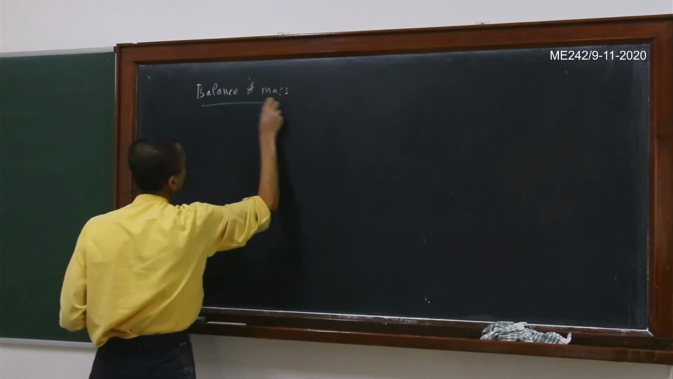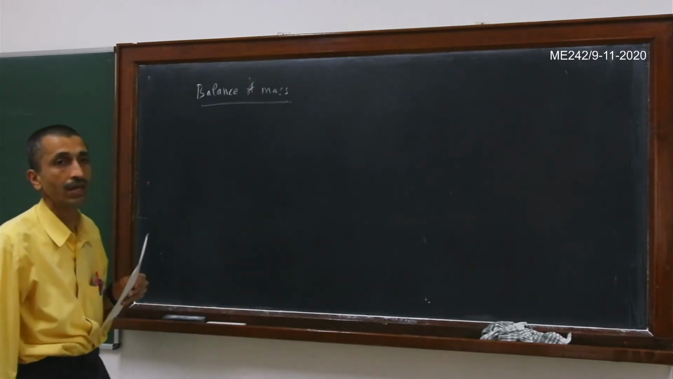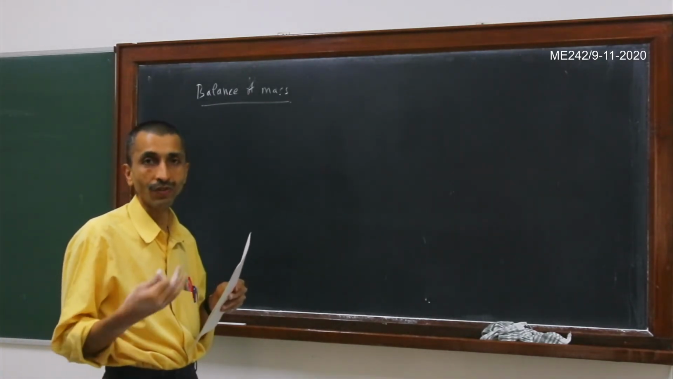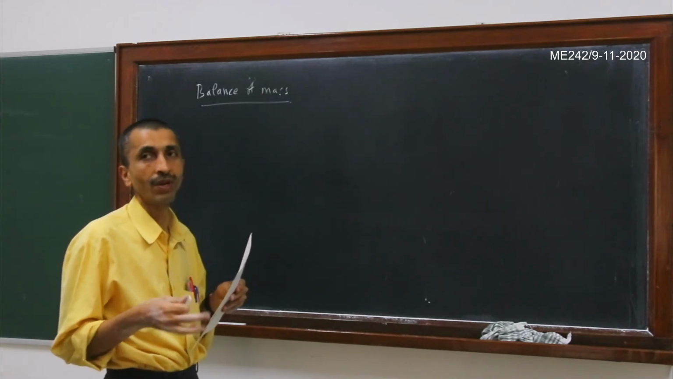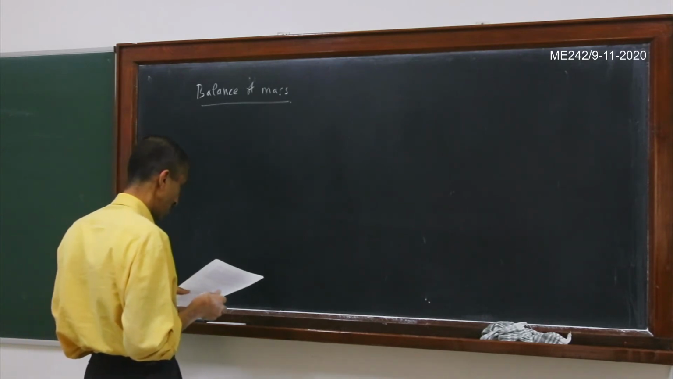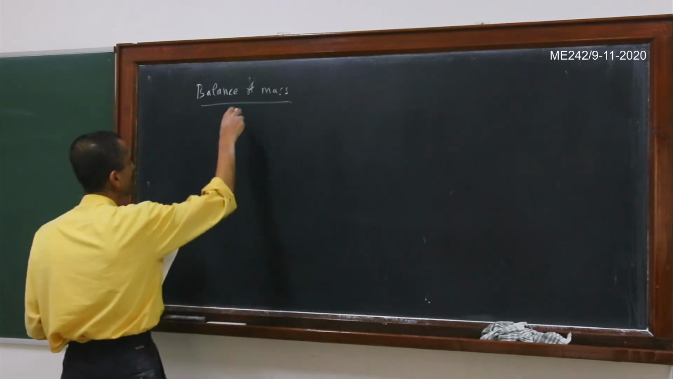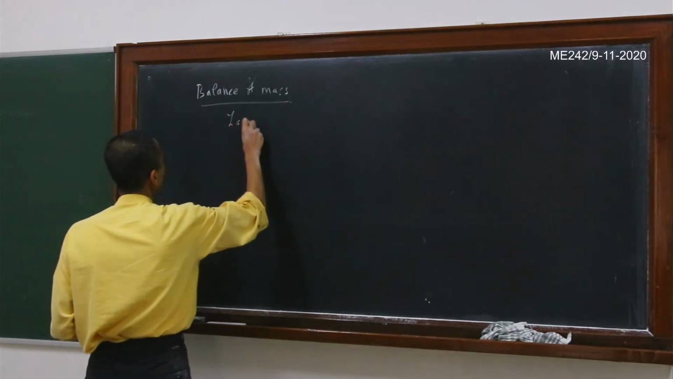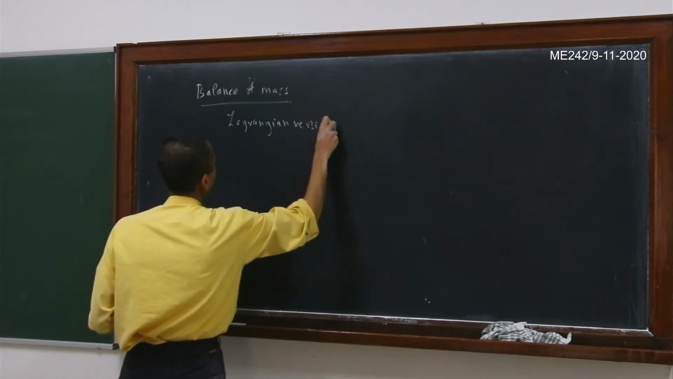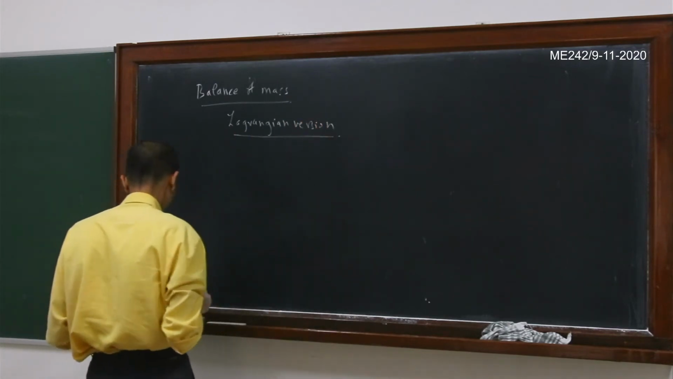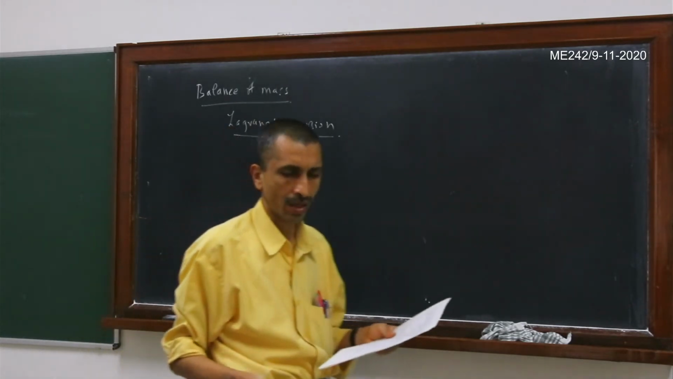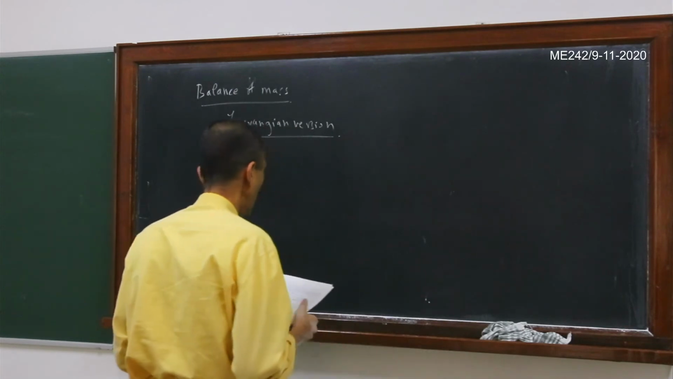For each of these balance laws, we can have a Lagrangian version and an Eulerian version. The Lagrangian version will be in terms of the capital X, and the Eulerian version will be in terms of the small x, that is the spatial position vector. So first let us derive the Lagrangian version of the balance of mass. First let us define what we mean by density.